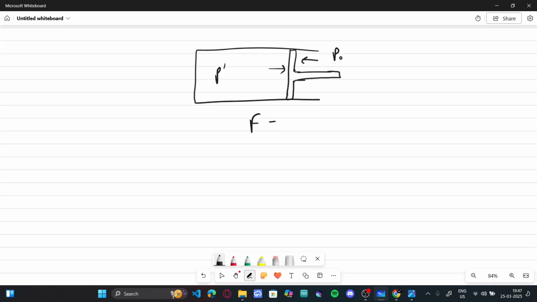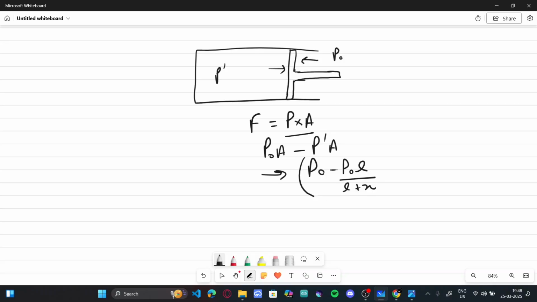So force is just pressure into area. This area is the piston's area. When we find the net force, it's P naught A minus P dash A, because P naught is greater than P dash. So this comes out to be P naught minus P naught L plus X into area, right?